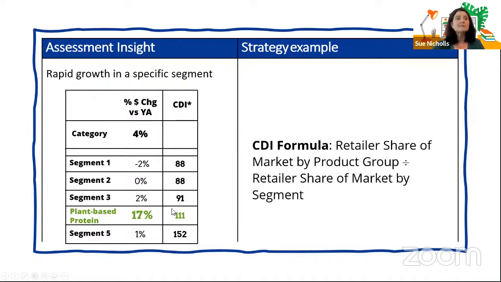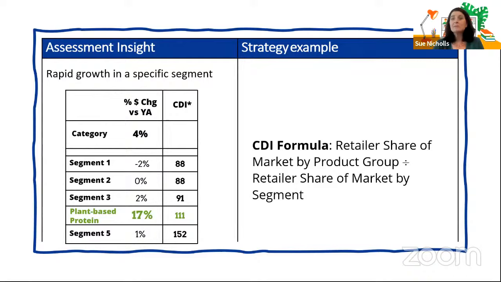And so you can see that they're already more developed in the plant-based protein segment than in some of these other segments. But I've identified that there's an opportunity for them to grow even further and grab even more share, even though they're highly developed. So one of the things that we tend to do with indexes is we say, oh, you're overdeveloped in these segments because of the 111.